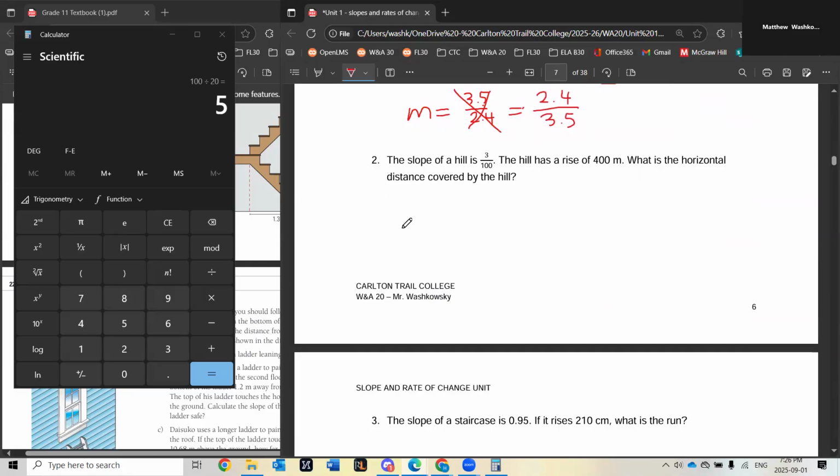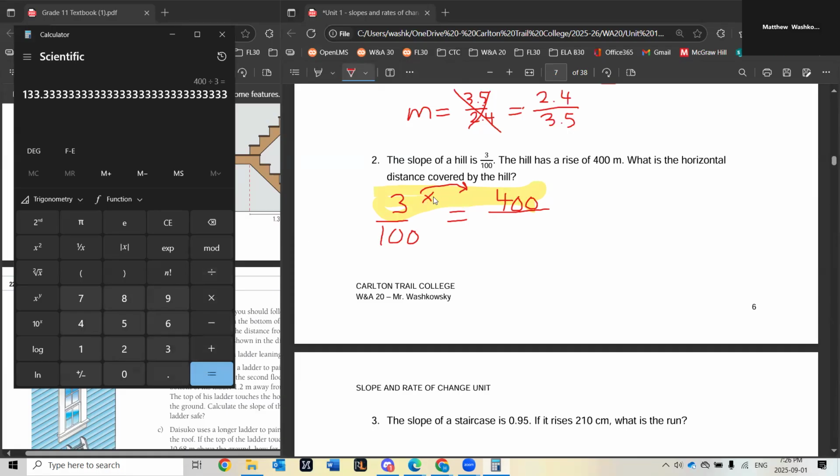Question 2. The slope of a hill is 3 over 100. It actually tells us, hey, it's 3 over 100, and that the hill has a rise of 400. What's the horizontal distance covered by the hill? So now we have 3 things. We're trying to find the 4th thing. So I'm going to take the 2 things I know, which are our rises. So 3 times something gives me 400. How do I find that something? Work backwards, right? 400 divided by something gives me 3. To find that something, divide our 2 numbers.